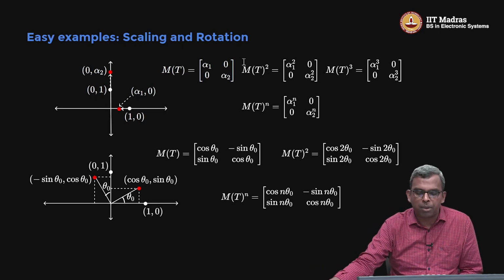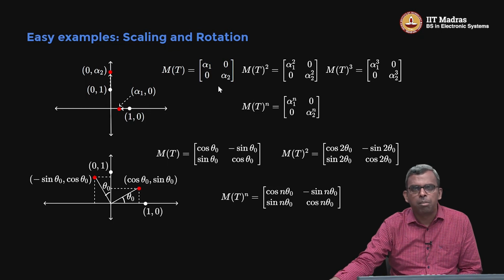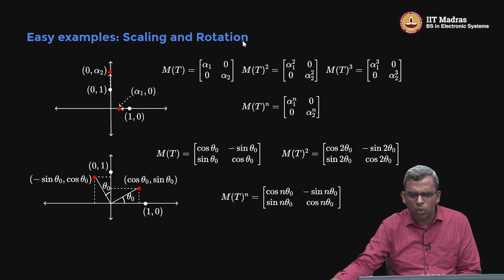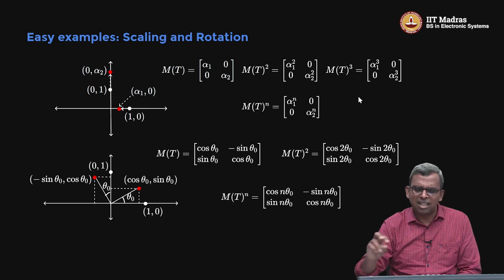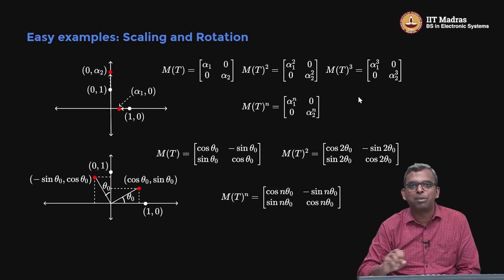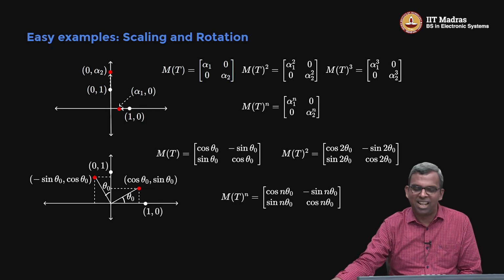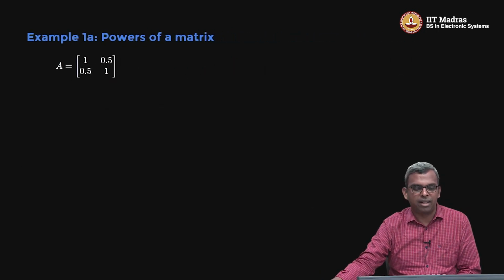When you take multiple powers, diagonal seems very easy. But how will the general cases look? Do they look like a diagonal? Do they have these kind of properties? Let us see, you will see that they seem to have some properties, but not quite as easy as diagonal. So, let us see a few very interesting examples.